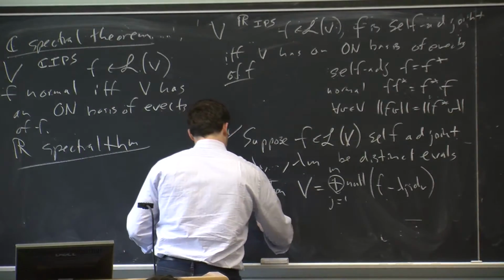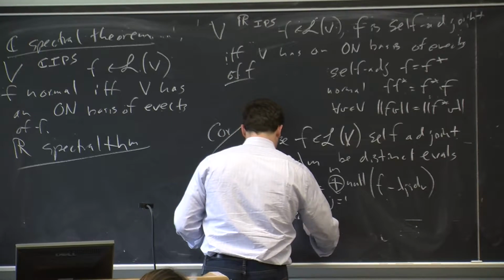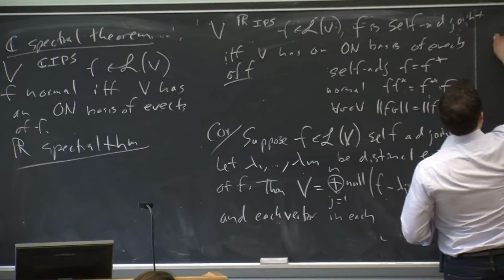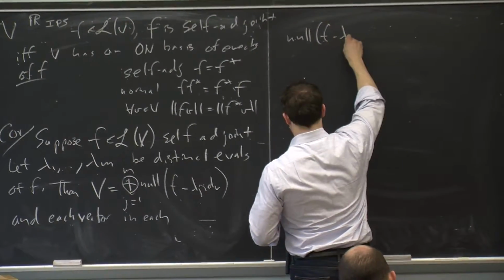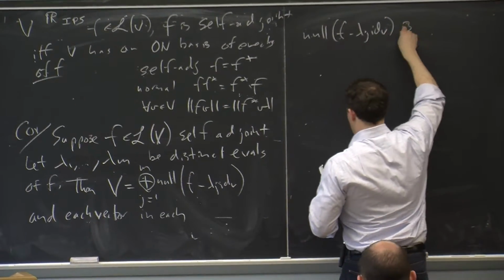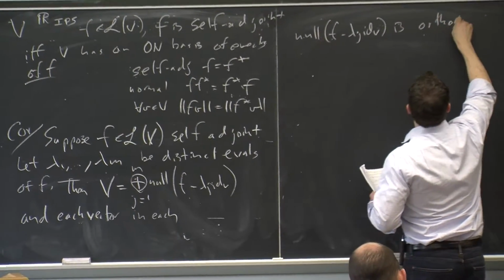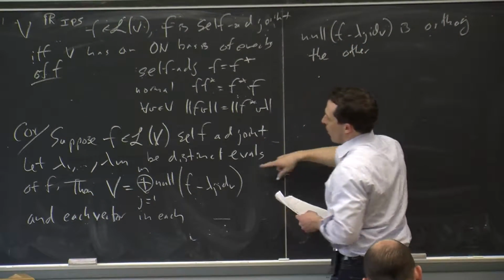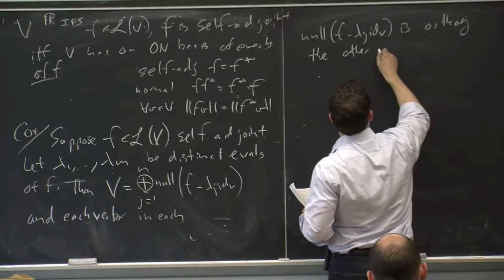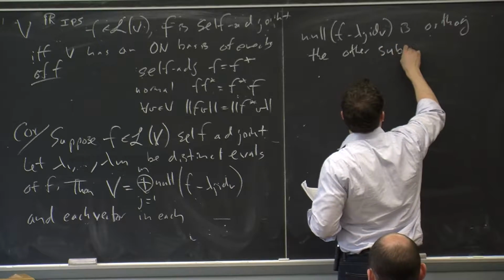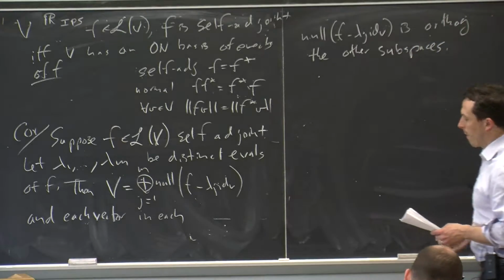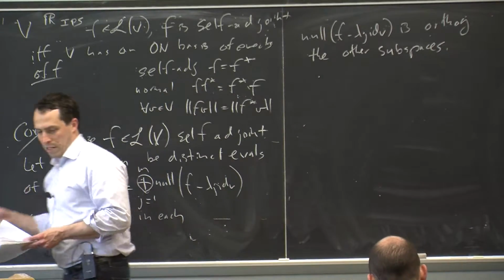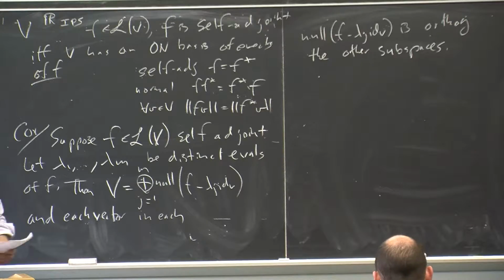So we can also say that each vector in each space null F minus lambda j I_V is orthogonal, because this is an orthonormal basis, to the other subspaces. The last time we saw this, we didn't have an inner product, so we couldn't talk about that. And it wasn't necessarily true. Okay. And the proof of that is just combining these spectral theorems with the old theorem of equivalence of conditions for F having an orthonormal basis.